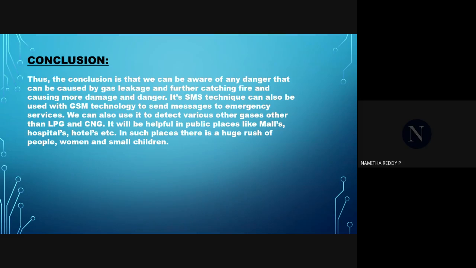It will be helpful in public places like malls, hospitals, hotels, etc. In such places, there is a huge rush of people, women, and small children. This system provides quick response rate and the diffusion of the critical situation can be made faster than the manual methods.